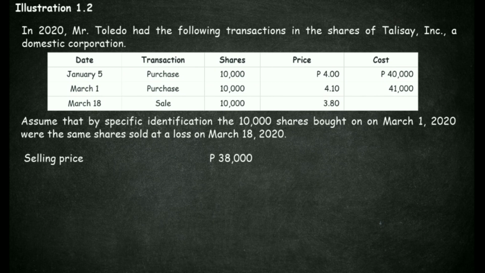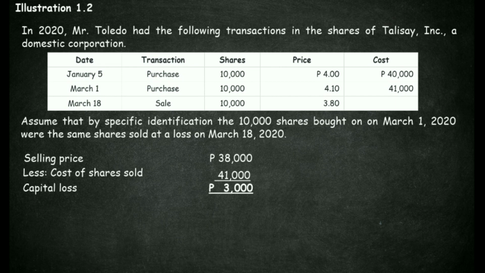And then, we're going to less the cost of the shares sold. What does the assumption say? What Mr. Toledo used is specific identification. That means he pinpointed that the 10,000 shares he sold are the shares he bought on March 1, 2020. So, let's look at his March 1, 2020 purchase: 10,000 shares with an acquisition price of 4 pesos and 10 centavos. So, the total cost of the shares sold is 41,000. So, 38,000 minus 41,000, we have a capital loss of 3,000 pesos.